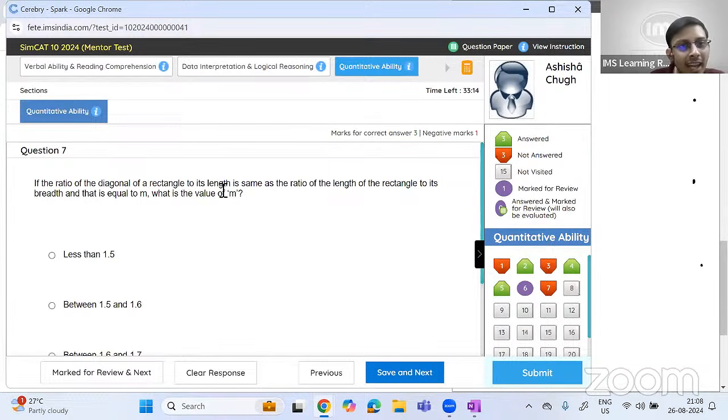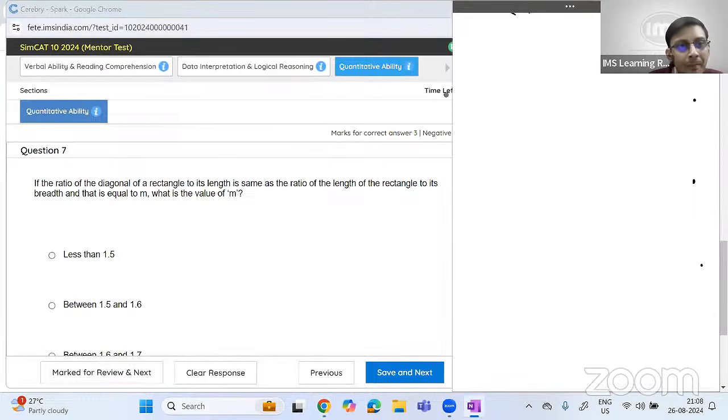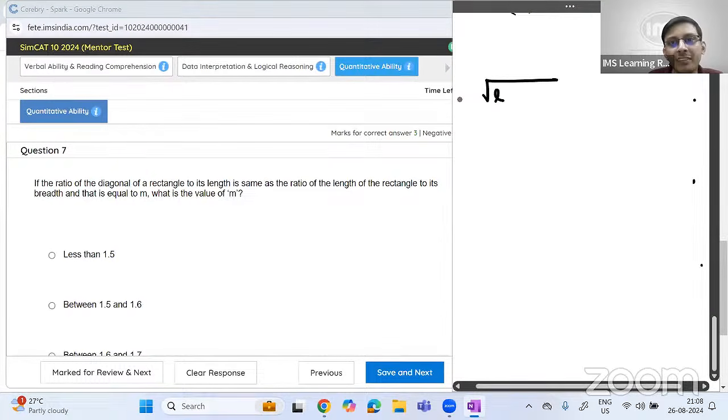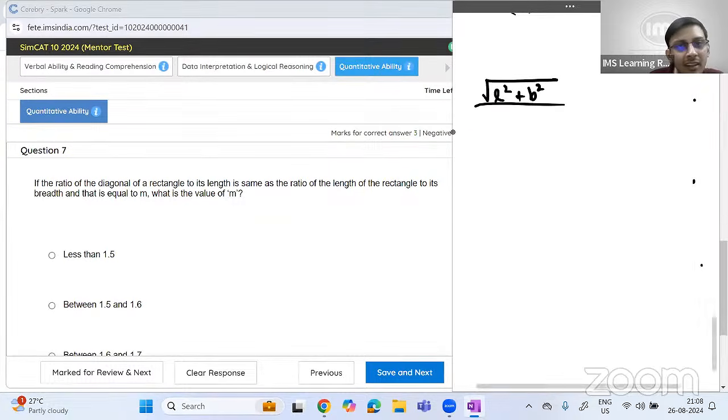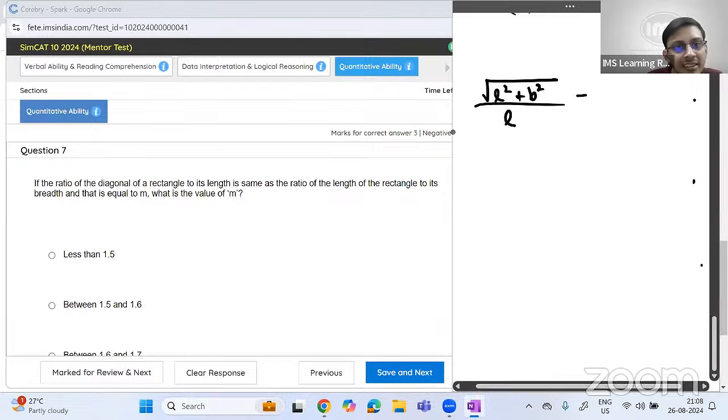Now this one: the ratio of the diagonal of a rectangle to its length is the same as the ratio of length to breadth, that is equal to m. Okay, this I know what to do. The diagonal will be square root of L square plus B square by Pythagoras.